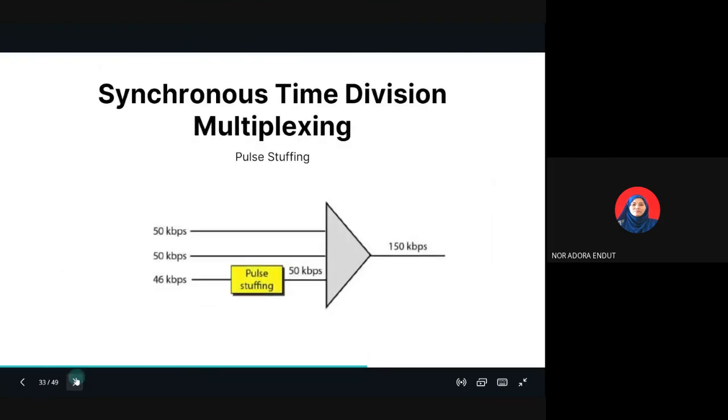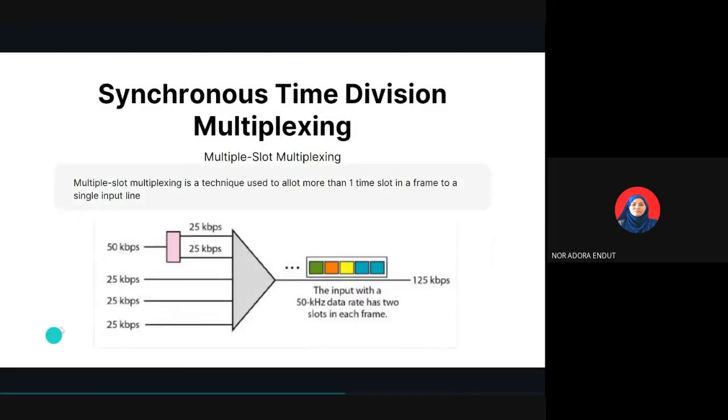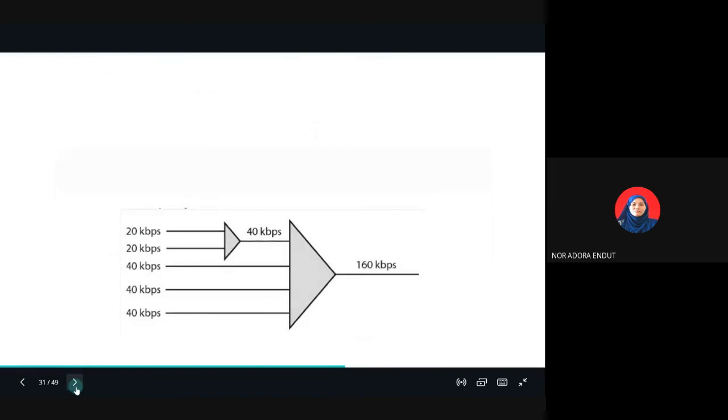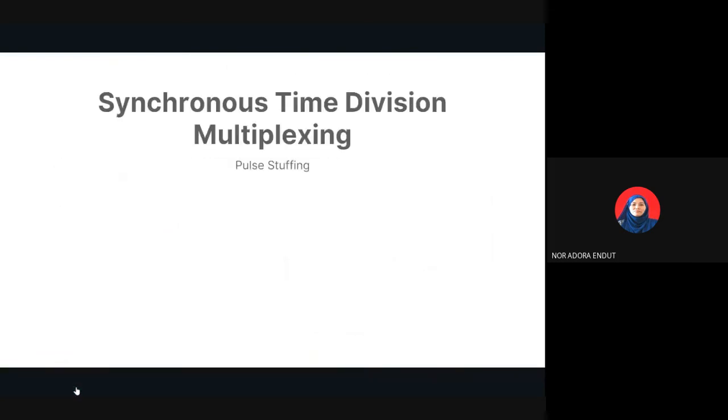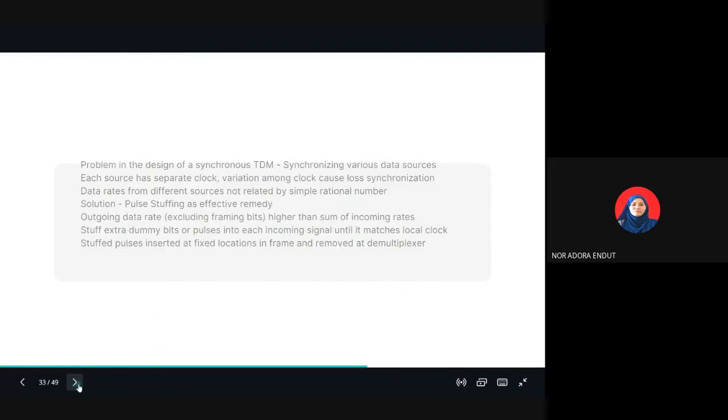Sekejap. Okay, ni pulse stuffing lah. So tadi kat sini 25 dan 50 dia gandaan kan. 50 adalah gandaan 25. Macam ni, 40 adalah gandaan 20. Pulse stuffing happens bila dia bukan sama gandaan. Okay, and the data rates from different sources are not related by a simple rational number. Dia bukan gandaan lah, dia bukan simple. Oh ni 2 kali ganda daripada yang ini. Kan? So what we do in this case adalah kita put extra bits.